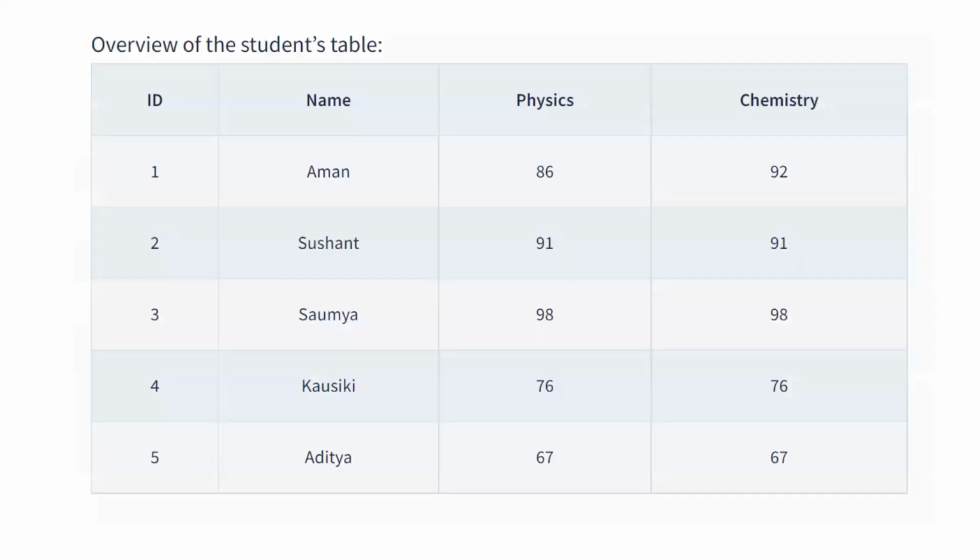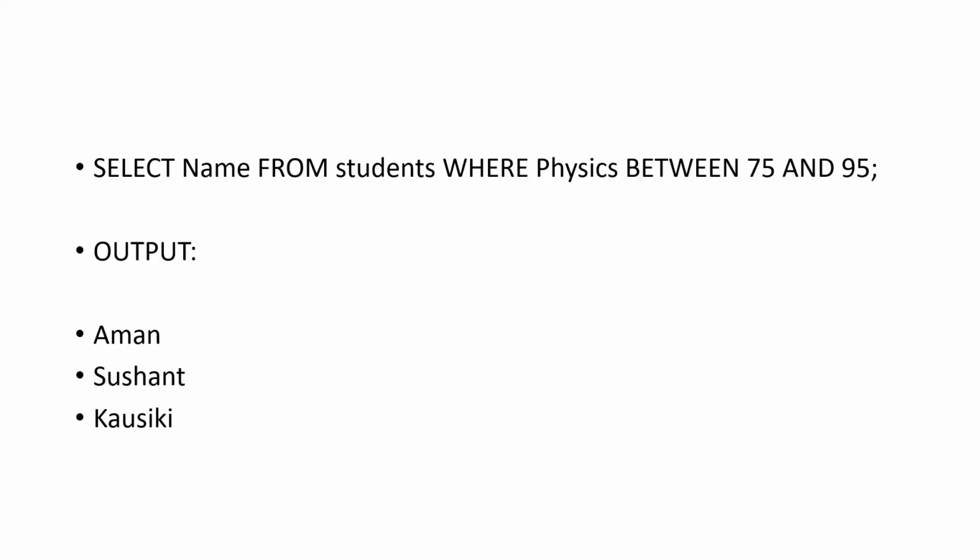You can just note this SQL query only. Select name from students where physics between 75 and 95.